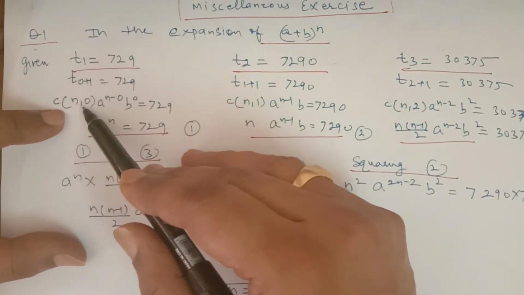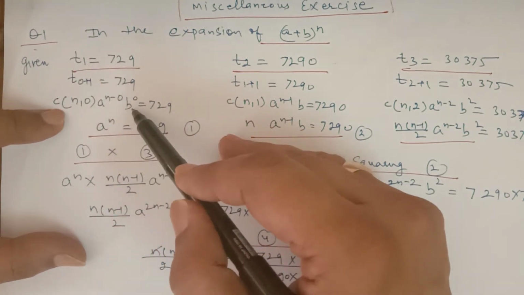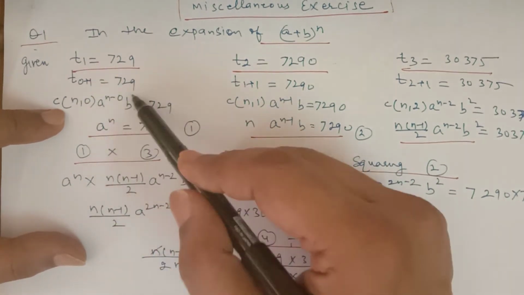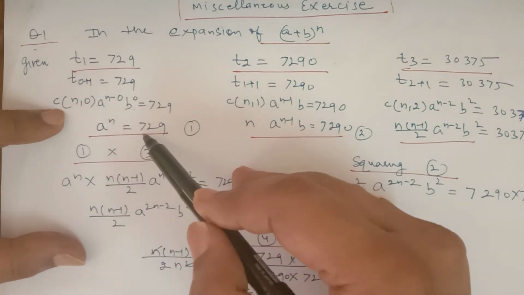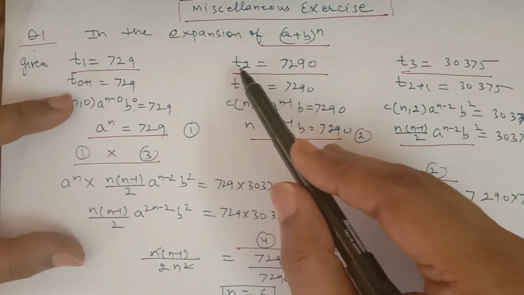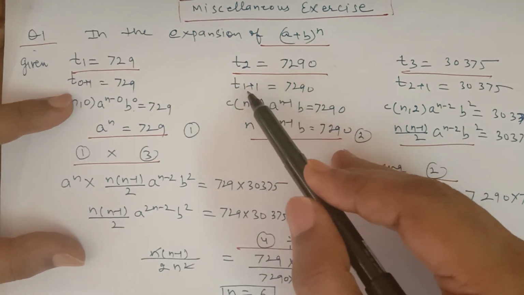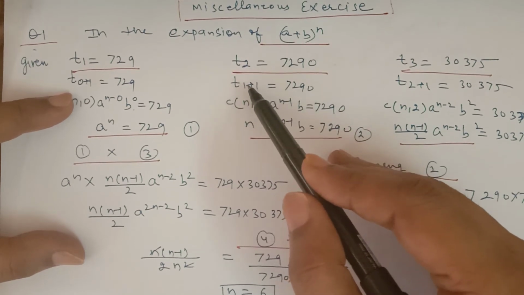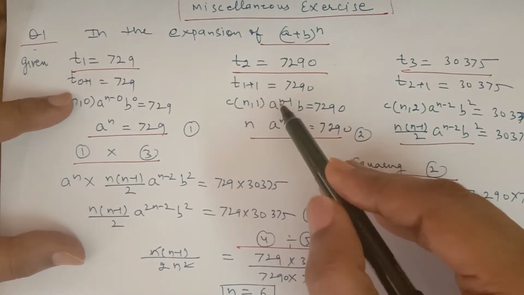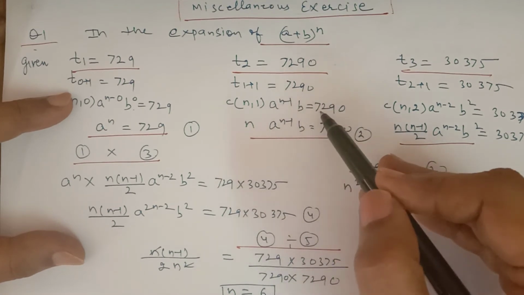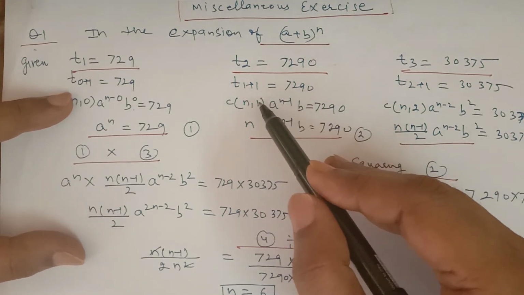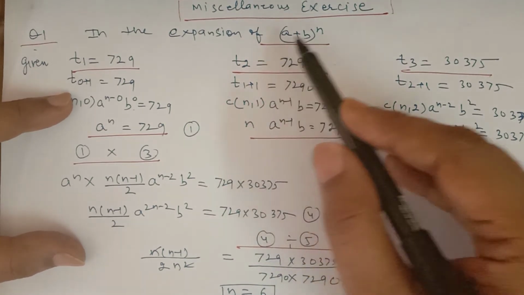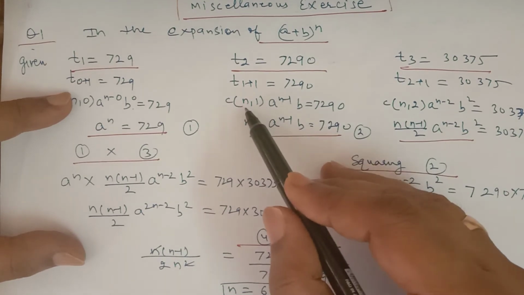So combination of n r, x raised to power n minus r, y raised to power r is equal to 729. So combination of n 0 is 1, a to the power n and b to the power 0 is 1. So a to the power n is 729. Similarly, for the second term, that is t2, you write r plus 1 form. So the value of r is equal to 1. So put in this formula, combination of n r, x raised to power n minus r, y raised to power r, where the value of r here is 1. X here is a, y here is b. Combination of n 1 is n.